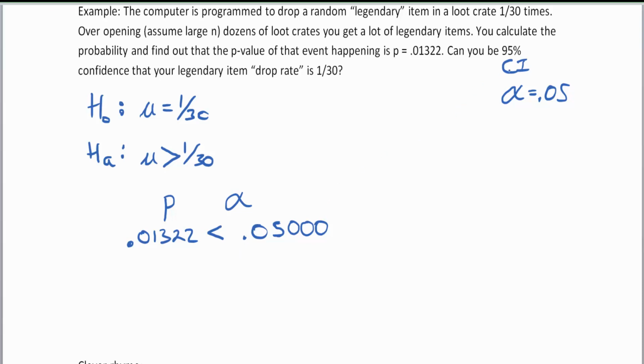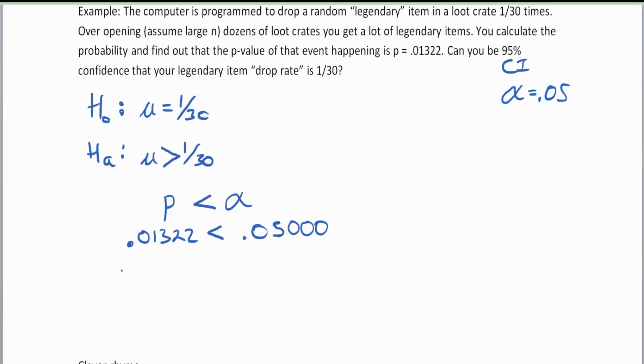In this problem, I wanted to basically say, okay, I do not want to make a type 1 error. The alpha tells me my percentage of making a type 1 error, which is 5%. My p-value is less than 5%. So I had less than a 5% chance of me getting all of these legendary items when I opened up all those loot boxes. So since my chance of getting this result was smaller than my chance of making a type 1 error, we will reject the null hypothesis that 1/30th is the correct answer.